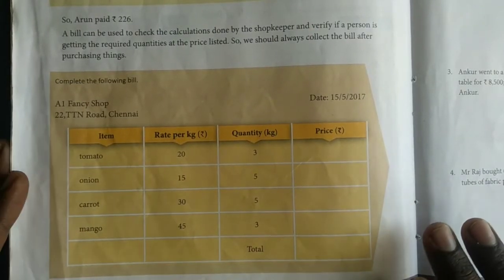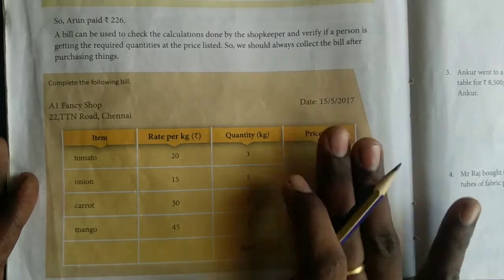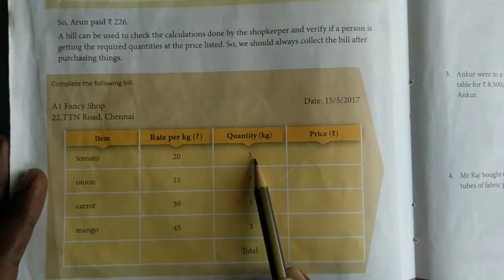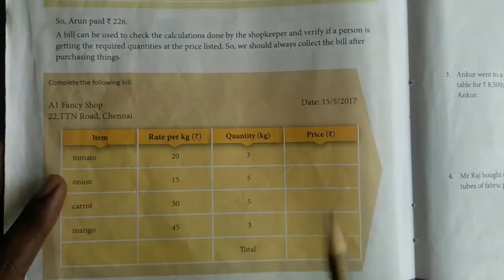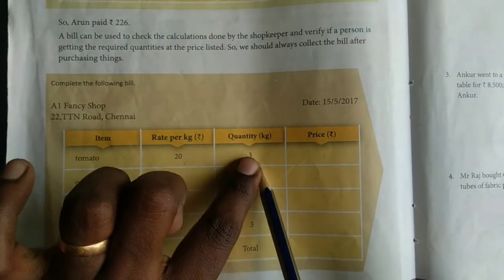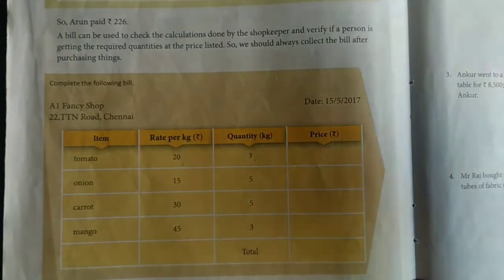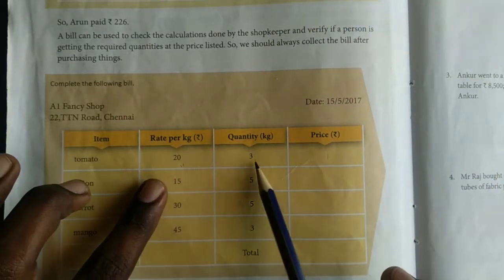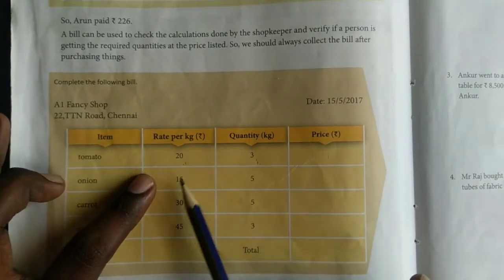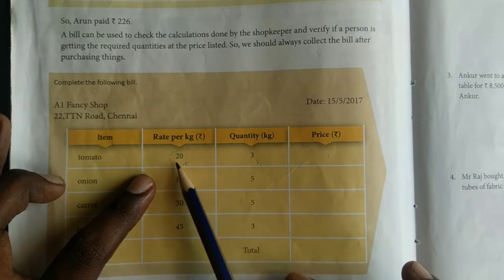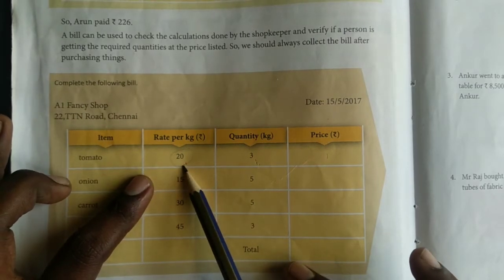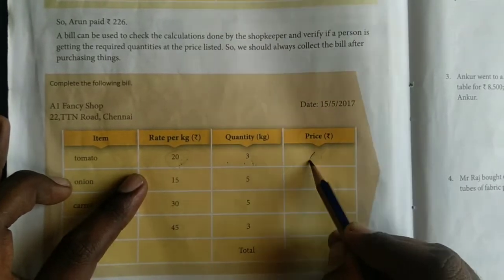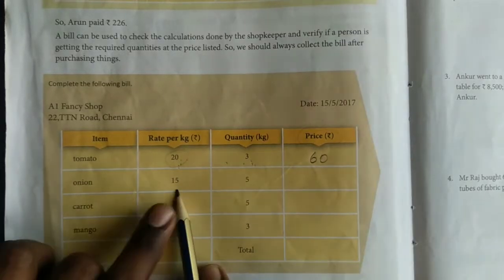Guys, next we're going to see one example. We are going to complete this bill. So, here tomato 20 rupees, quantity 3. How to find the price? See here, rate is 20, quantity is 3. Suppose you are going to a vegetable shop and you buy 3 kg of tomato. As the shopkeeper told you, each kg rate is 20. So how to find the total amount? You just multiply, 20 into 3 gives you the total price. It's 60. Likewise, multiply the rate and count.